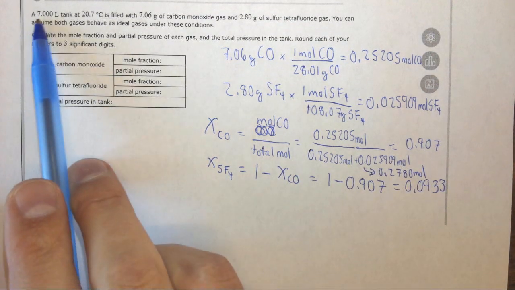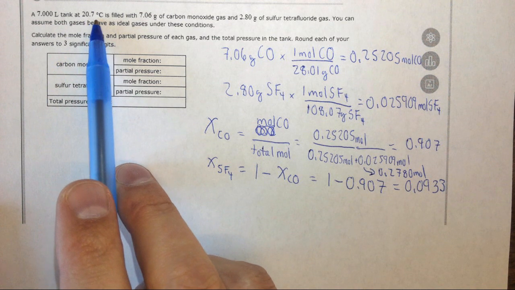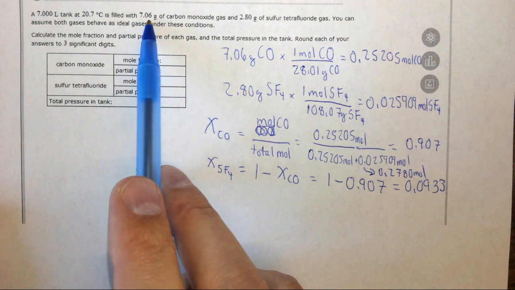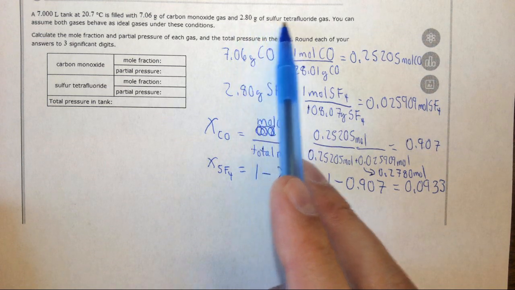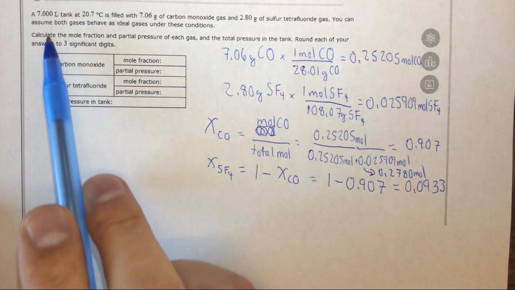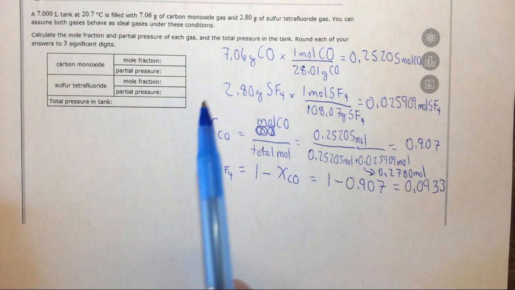This question says, a 7-liter tank at 20.7 degrees Celsius is filled with 7.06 grams of carbon monoxide gas and 2.80 grams of sulfur tetrafluoride gas. You can assume both gases behave ideally.